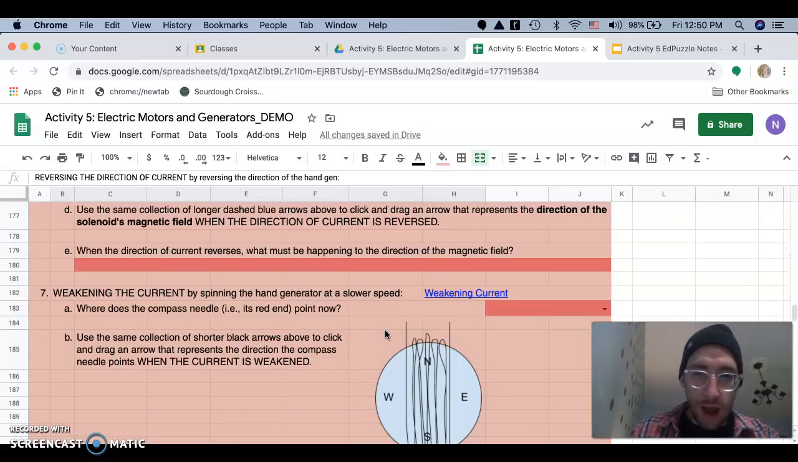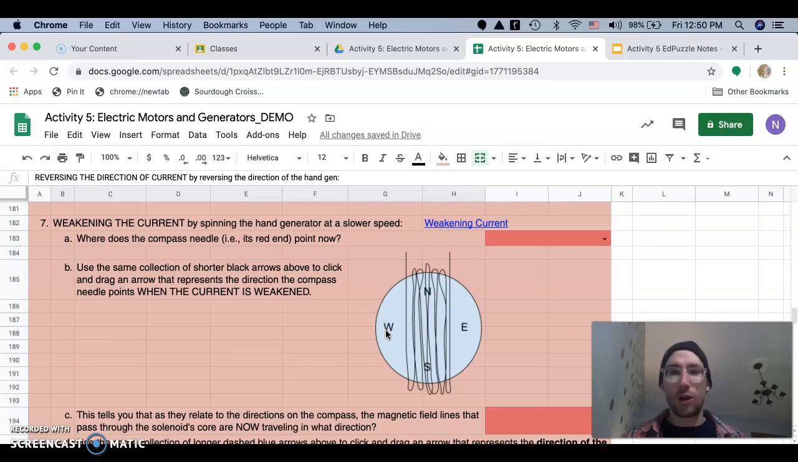In the next trial, I weakened the current, so I spun the handle much slower. Here's another connection I want you to make: the strength of the current has a direct effect on the strength of the magnetic field. So we have two variables that affect the magnetic field: the direction of the current and the strength or speed of the current. The direction of the current affects the direction of the magnetic field. The strength of the current affects the strength of the field.